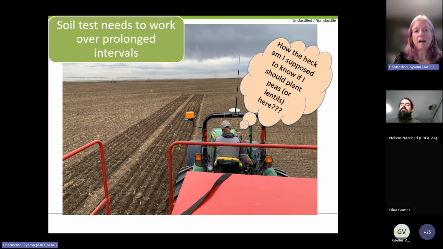A producer that's decided to take peas or lentils out of production needs to know when they can go back into production. And so how are they supposed to know if they should plant peas or lentils there? Right now, I feel like it's a little more of a guess than an absolute science. And we are trying to get that soil test down for them to be able to make those decisions.